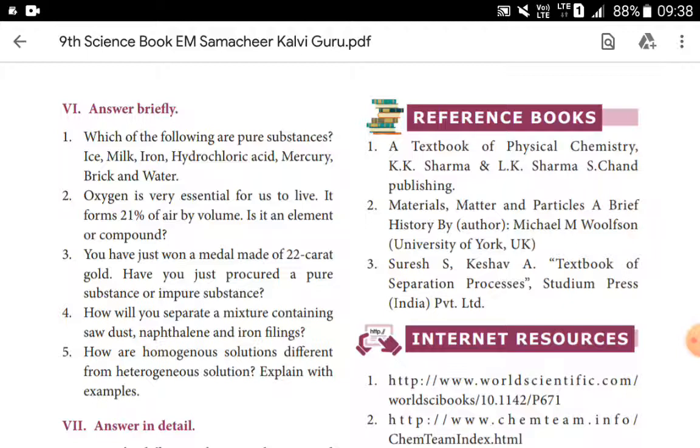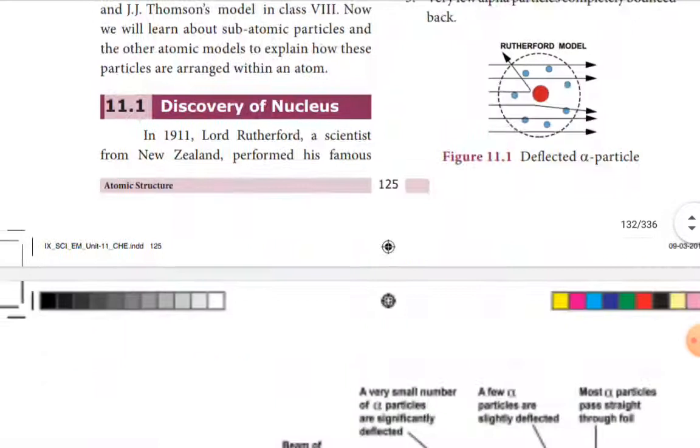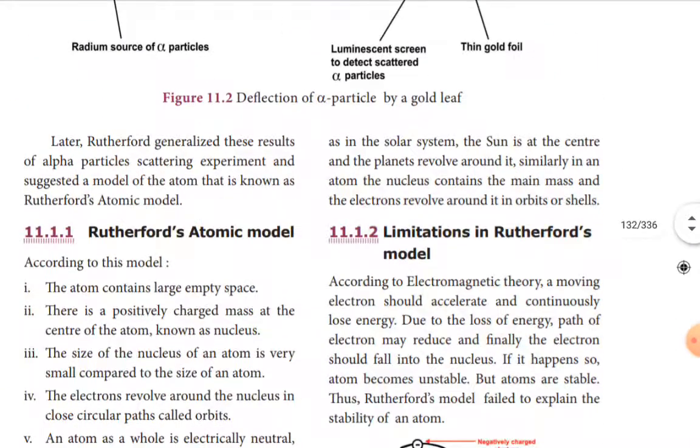The discovery of nucleus. This was done by Lord Rutherford, a scientist from New Zealand, by bombarding a thin gold foil with very small positively charged particles called alpha particles. From that, he observed and concluded the atomic model. The atom contains large empty space. There is a positively charged mass at the center.